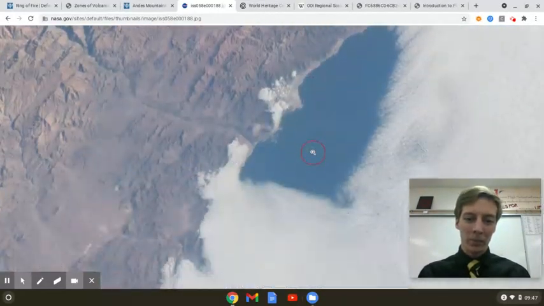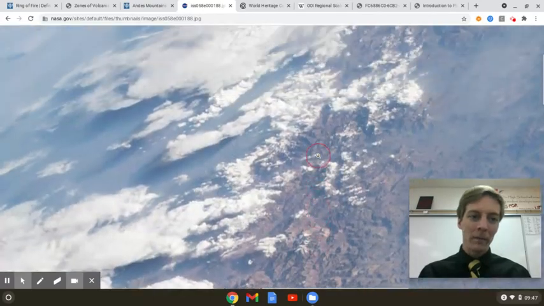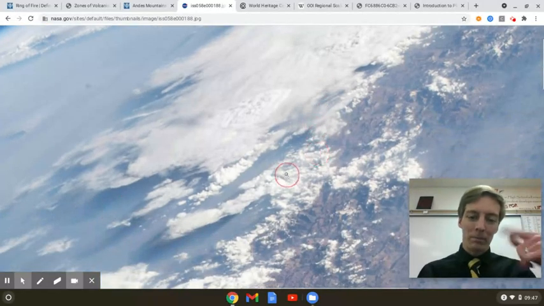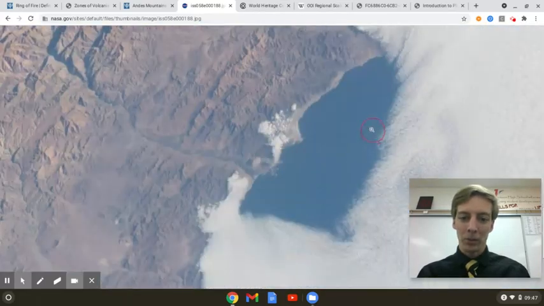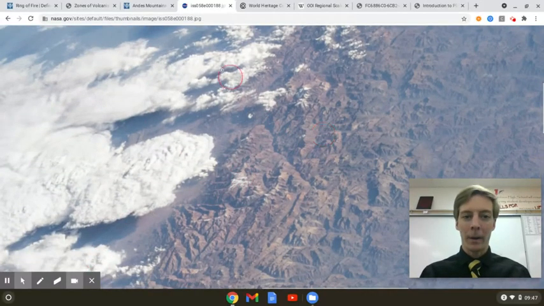The Andes Mountains are a huge feature here. This does appear to be inverted, that south would be this way and north would be this way, because it appears we've got ocean here and land form back here. All right.